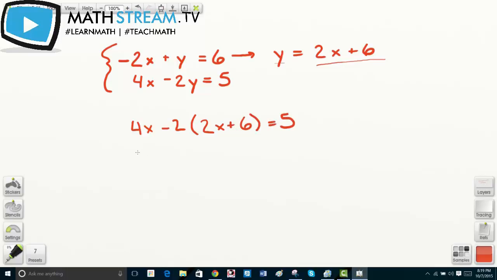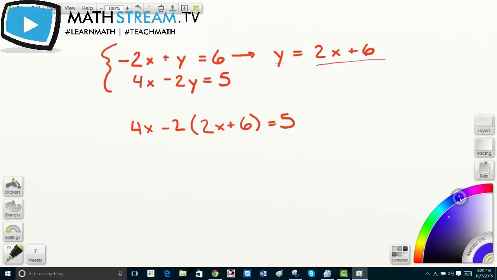So we need to simplify that. Well, actually, that would be our step 3, so maybe I should change my color. That was step 1 and 2. Step 3, we just solve for x, because now I have an equation with one variable. And as long as there's only one variable, we can solve and find a numeric solution for it. So let's distribute our negative 2. So we'll have 4x minus 4x, because that's what negative 2 times 2 is, and then minus 12, because it's negative 2 times 6, equals 5.